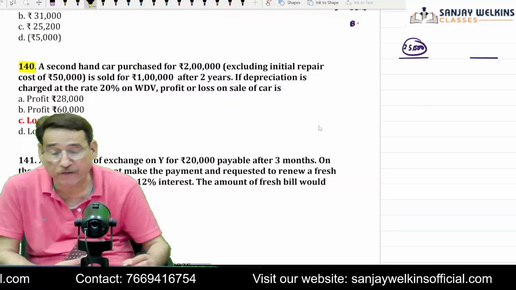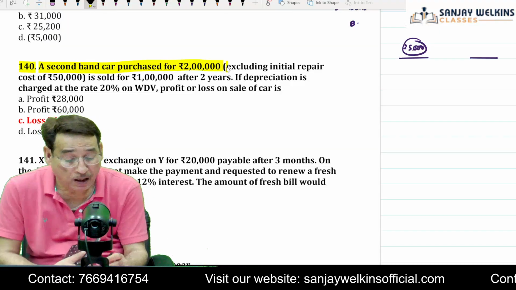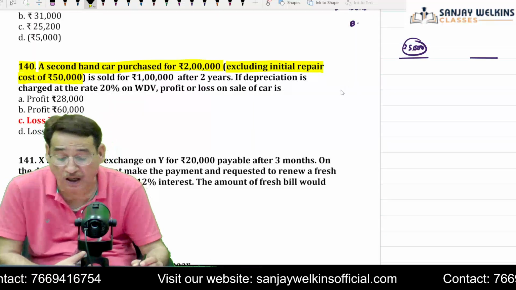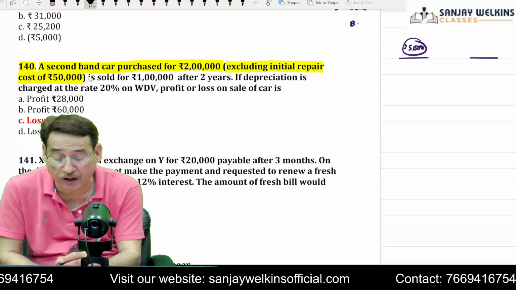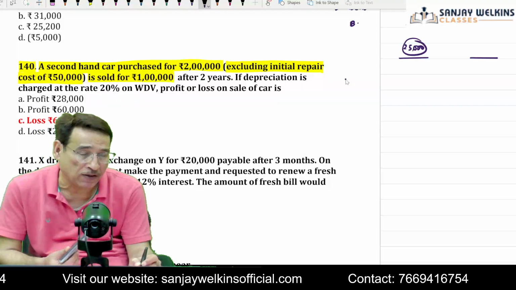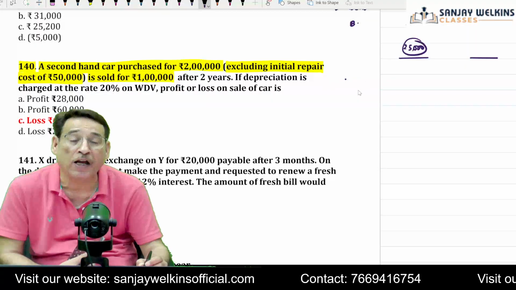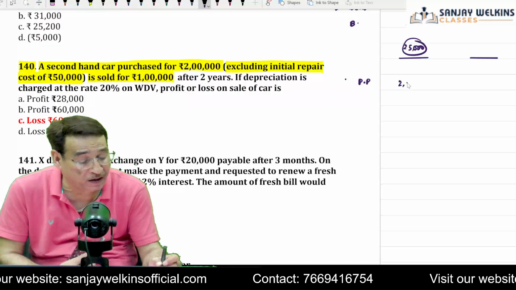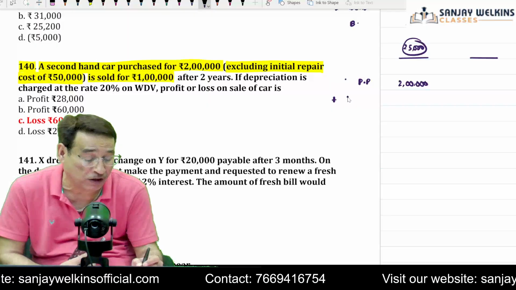In question number 140, it is stated that a second-hand car purchased for rupees 2 lakh, excluding initial repair cost of 50,000, is sold for 1 lakh. Important point is that whether it is a second-hand car or third-hand, I am not interested in it. What I am interested in is that my purchase price is 2 lakh and after I have purchased this item, I have incurred some expenses in connection with this item.